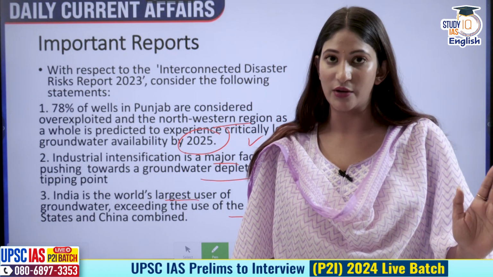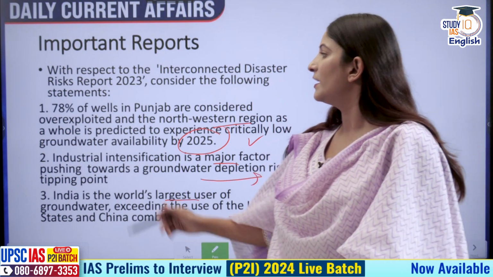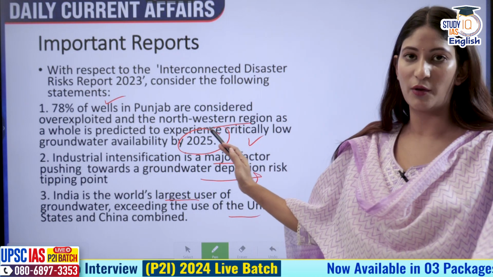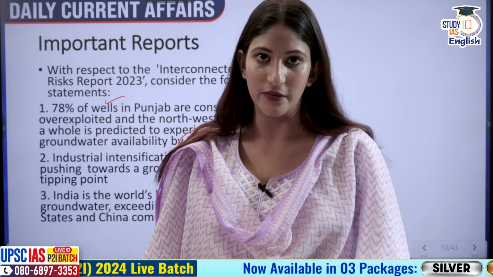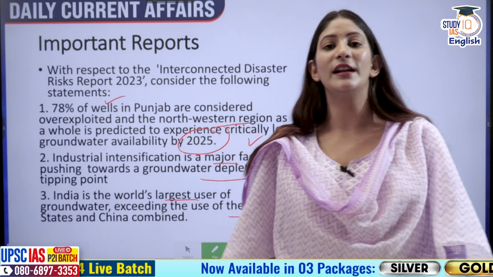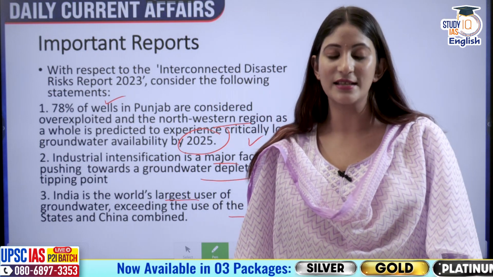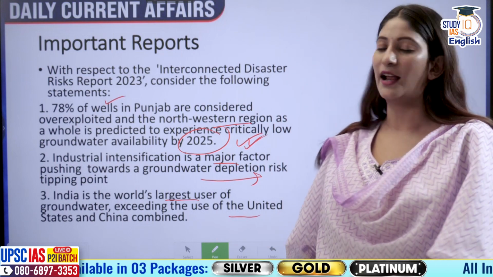Punjab is one of the states which actually has reached a point where it exceeds the national average of groundwater extraction. And according to this particular report, in Punjab, 78% of wells are considered overexploited. We know that it is heavily dependent on agricultural activities, and even if we talk about the entire northwestern India, it is also heavily dependent on agricultural activities. That is why we are saying the first statement will be correct.